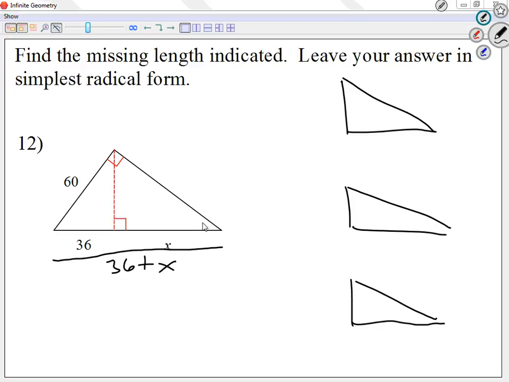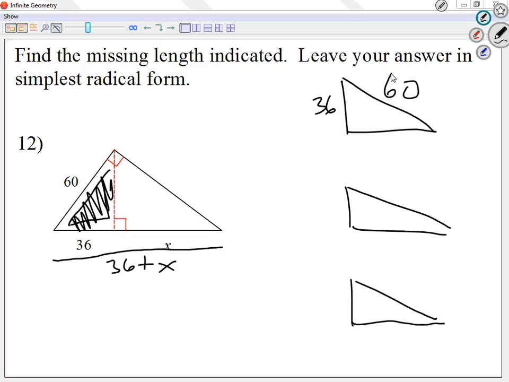Now, if I look at the small triangle, my numbers are 36 for the short side and 60 for the hypotenuse. How do you know when they're add or subtract? When you're putting two things together, a 36 and an x, and you're putting them together, you add. If you're taking part of it away, then you subtract.